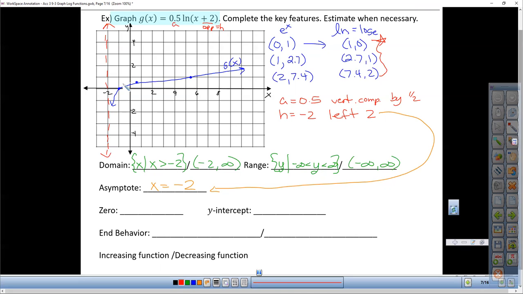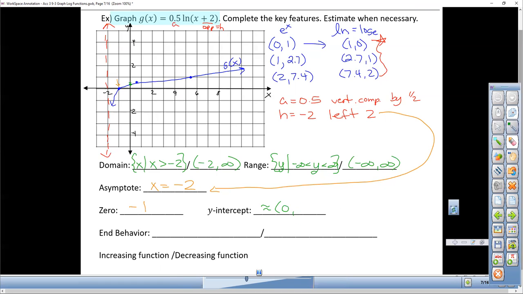Zero. This time I have a very nice 0 that everybody should have the same answer for. It's right there at negative 1. This time I have a y-intercept, which, well, my y-intercept might be a little different from yours, but they should all be fairly close to one another because these 2 points were so close. So my y-intercept is right about here, which doesn't look like it's quite to the halfway mark. So I'm going to say it's about 0.4. So (0, approximately 0.4), I like that better, like so.